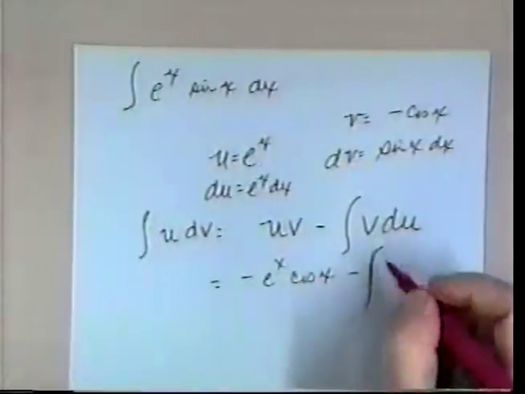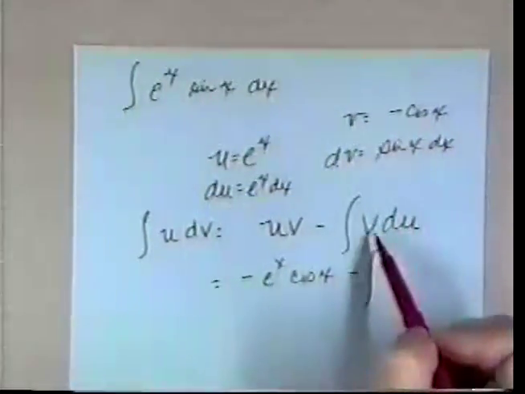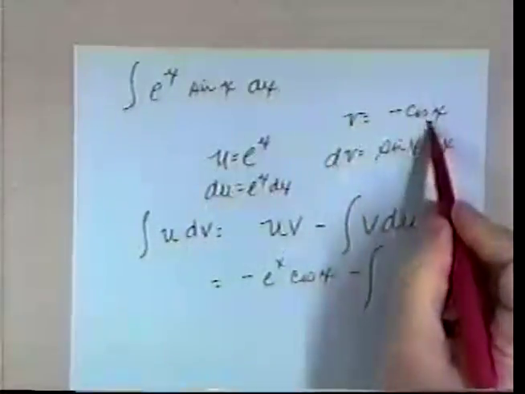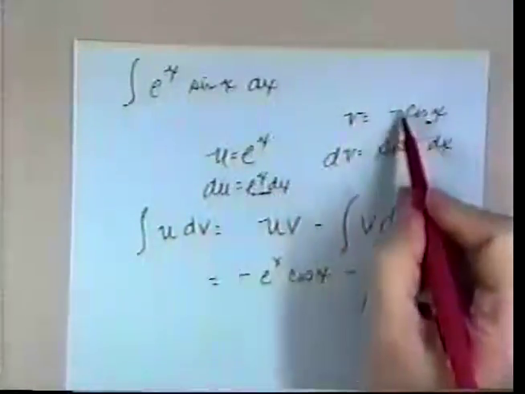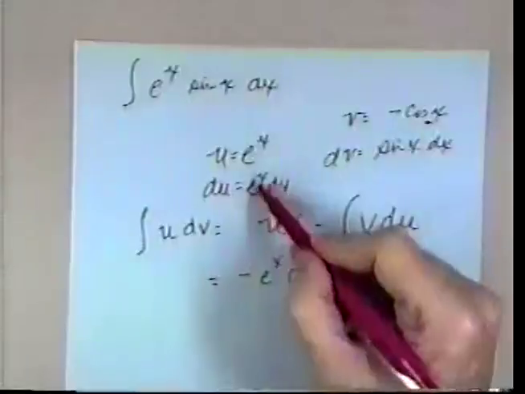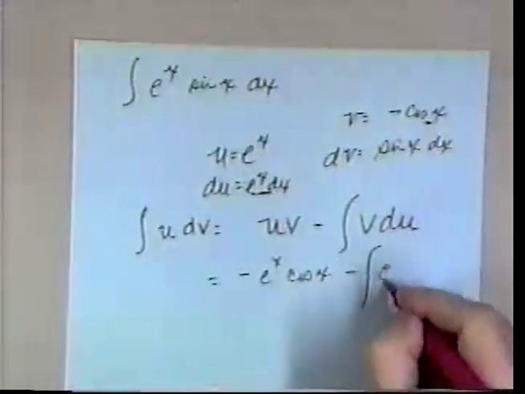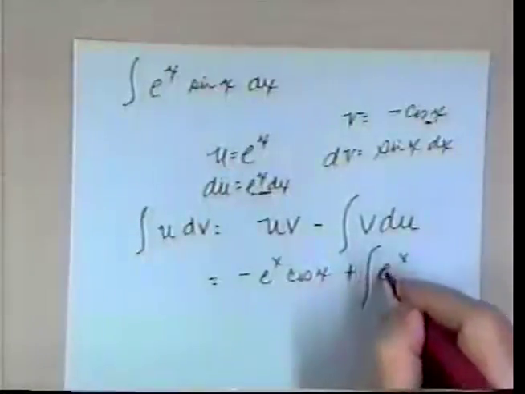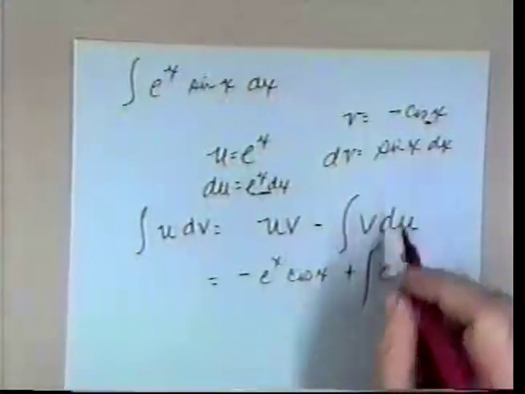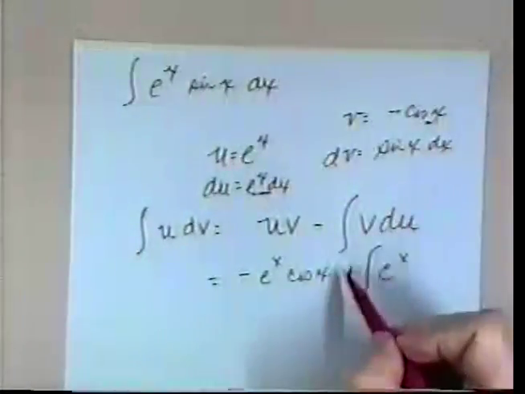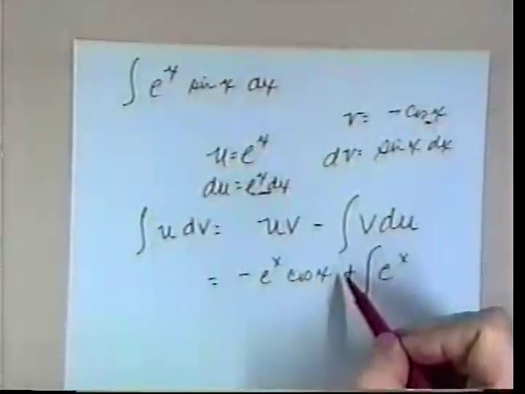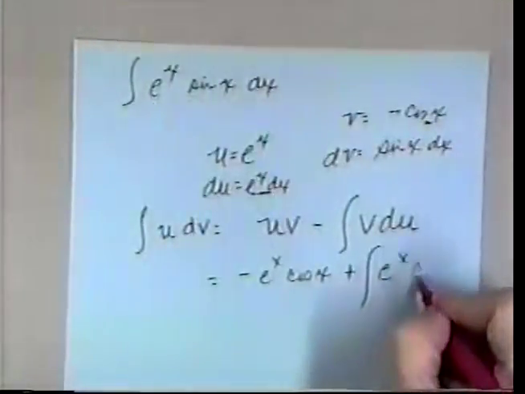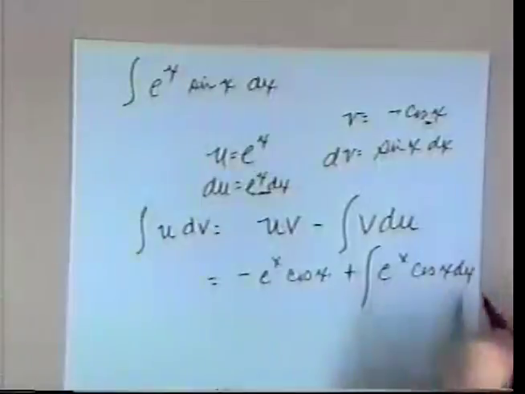minus the integral. Now v du is minus e to the x cosine x. So it's another minus, so I'm going to make it a plus. So another minus in here because of this cosine. So I'm going to take it out here and make it a plus. E to the x cosine x dx.